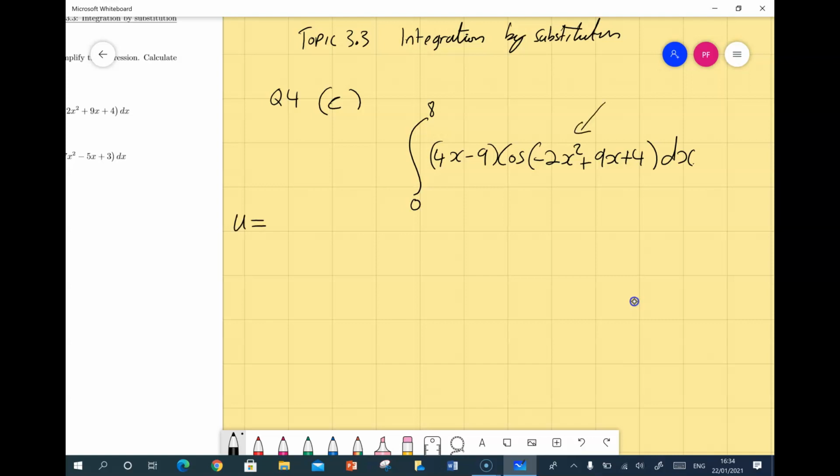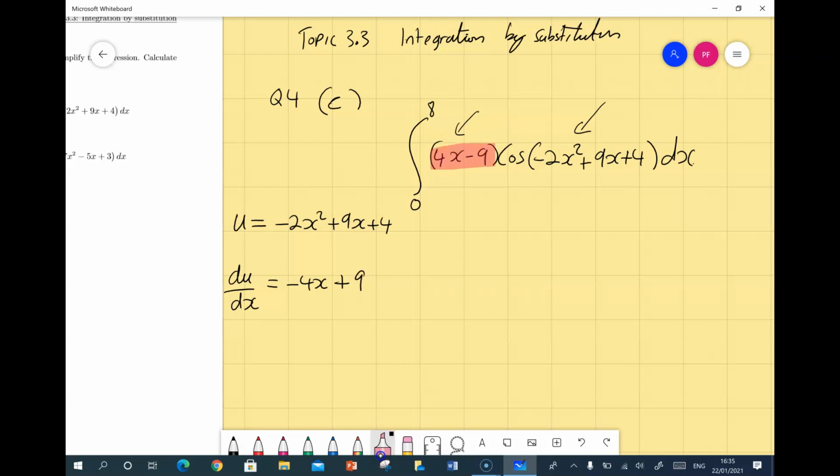Now I can see that when I integrate minus 2x squared, I'd get minus 4x, which is kind of what I have here, pretty close. So a good idea might be to let u equal minus 2x squared plus 9x plus 4. Next step, as always, is to differentiate: du over dx equals minus 4x plus 9. Apologies, I don't want 4x plus 4, it's minus 4x plus 9.